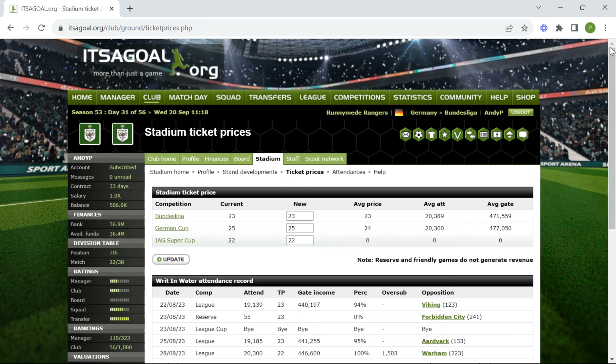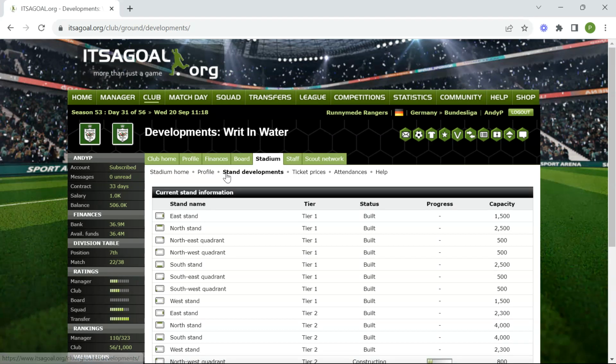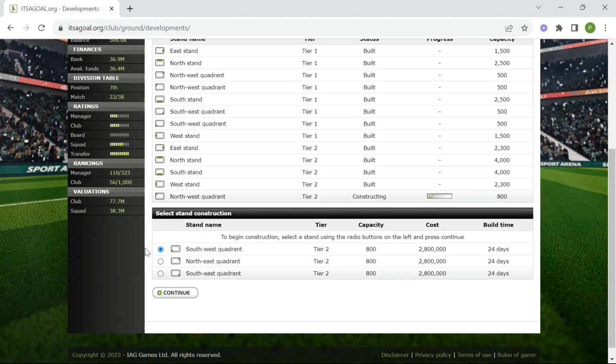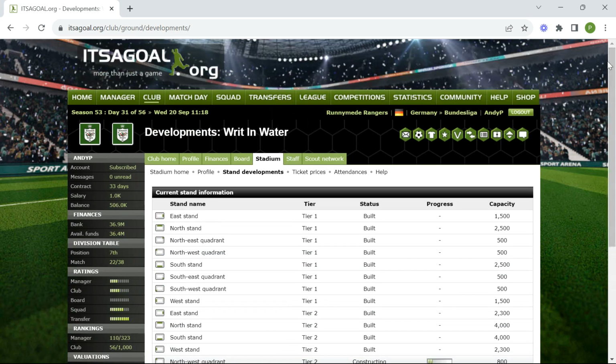Right, so those are the macro, youth academy, transfer market and stadium development. But just to be aware, stadium developments do cost a lot of money. For example, just this little quadrant stand, that little stand in the corner, is going to cost me 2.8 mil. I think these bigger stands are more like 14 or 15 million. And as we're going to see in a minute, we do have stadium costs.